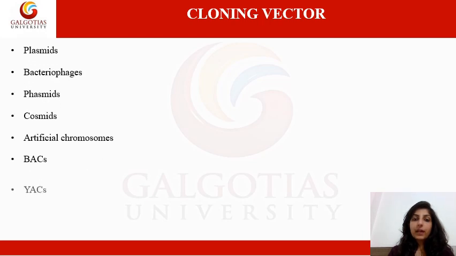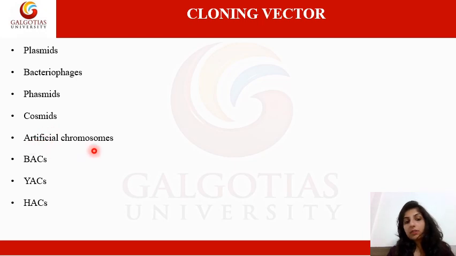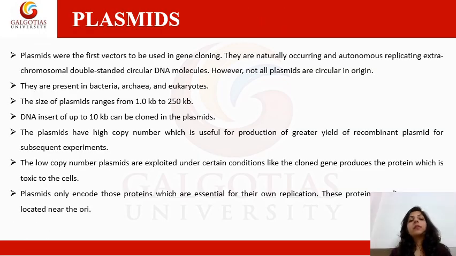Now we have different types of cloning vectors like plasmids, bacteriophages, phasmids, cosmids, and artificial chromosomes such as BACs, YACs, HACs, and retroviral vectors. These are your different types of cloning vectors.